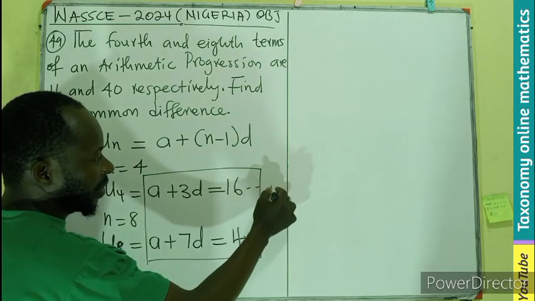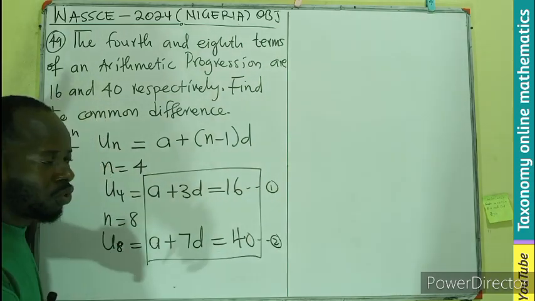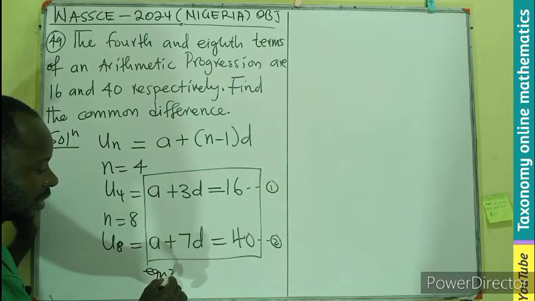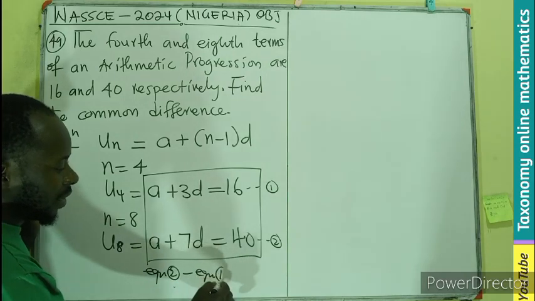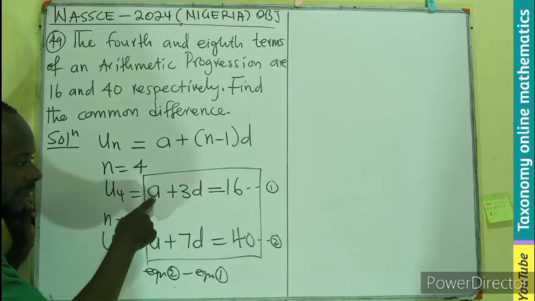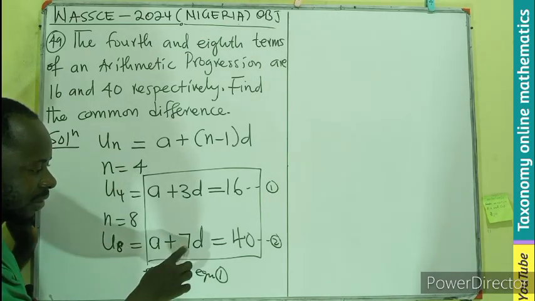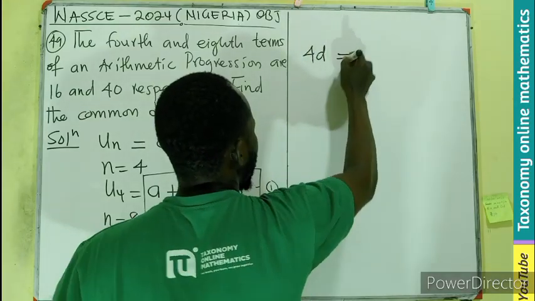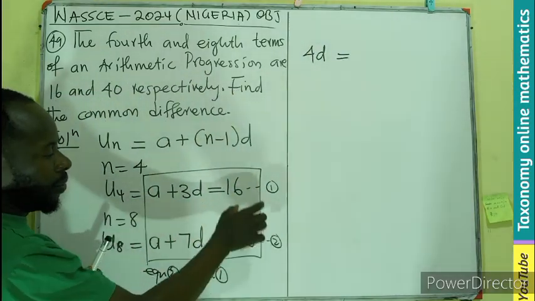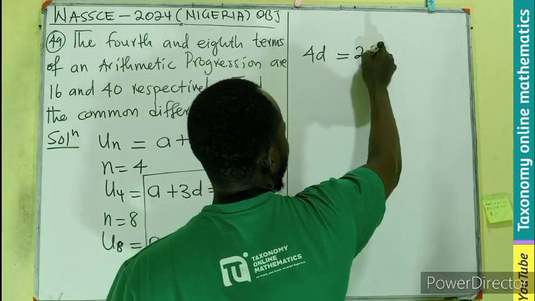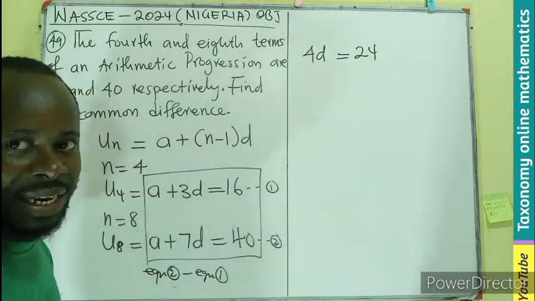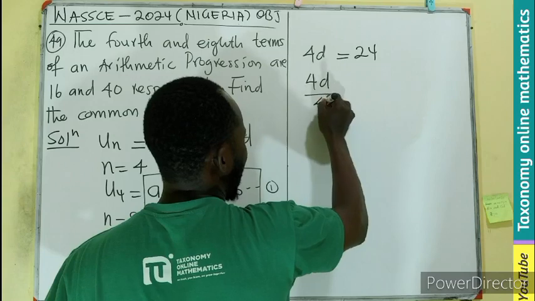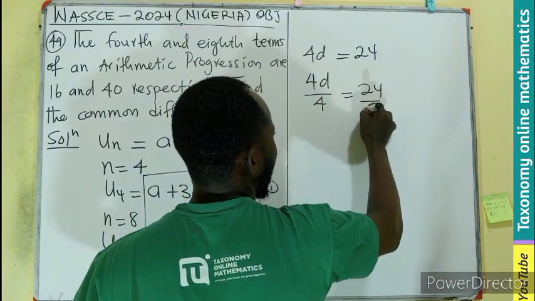Now if I label this as equation 1 and this as equation 2, since they have the same coefficient of a, I'll be doing subtraction. So we can subtract equation 2 minus equation 1, meaning a minus a, and that will give us 0. 7d minus 3d will give us 4d equals to 40 minus 16, I guess that will be 24. Now we need the d by dividing by the coefficient. So that becomes 4d divided by 4, 24 divided by 4.